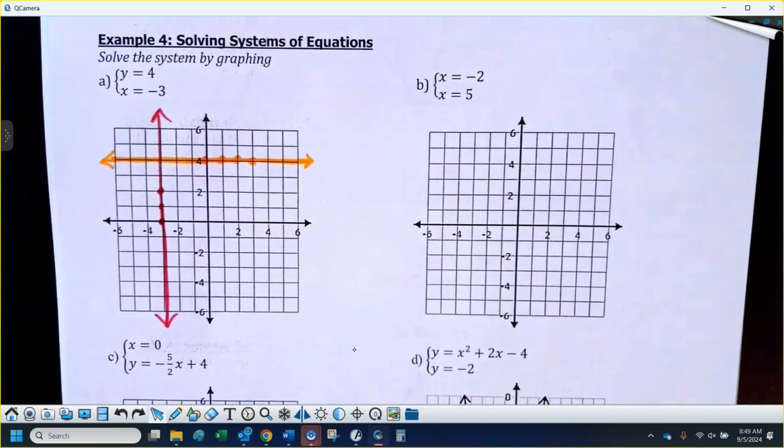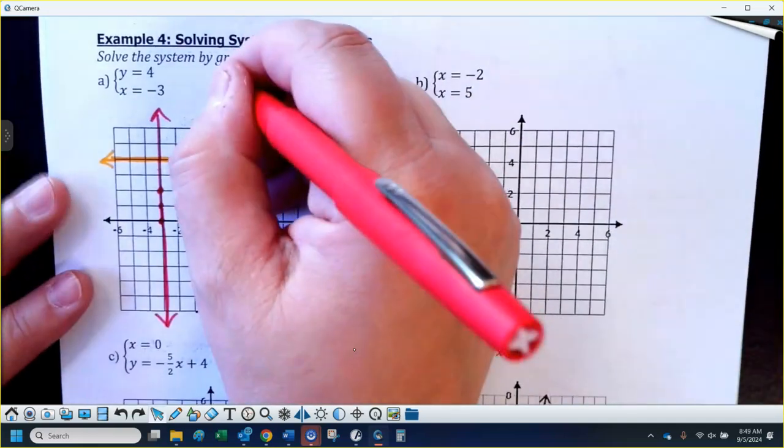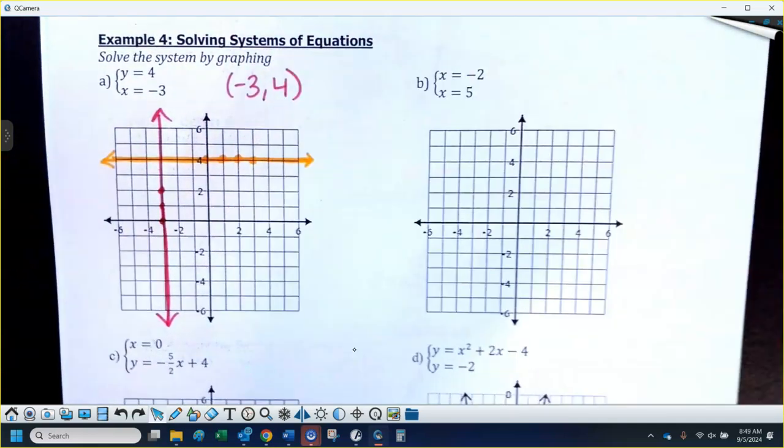What is the solution? Who can raise your hand and tell me the solution to that system of equations? What point? Because we can see they intersect. What point do they have in common? Yes, it's literally just the x coordinate and the y coordinate of the two.